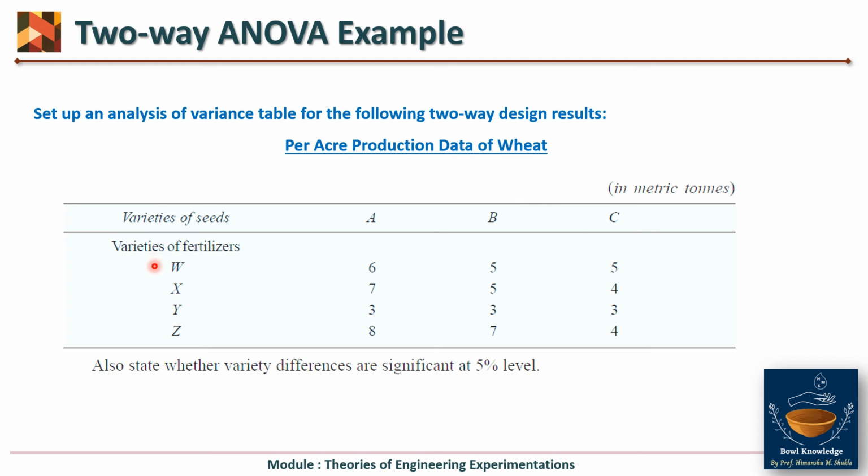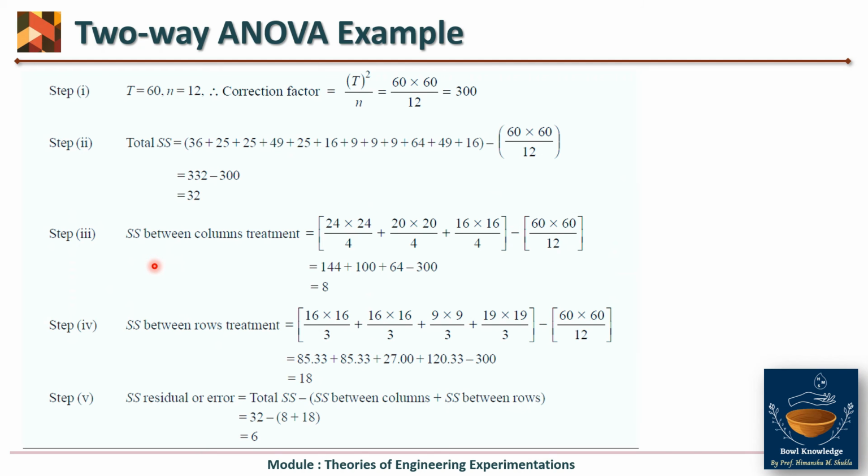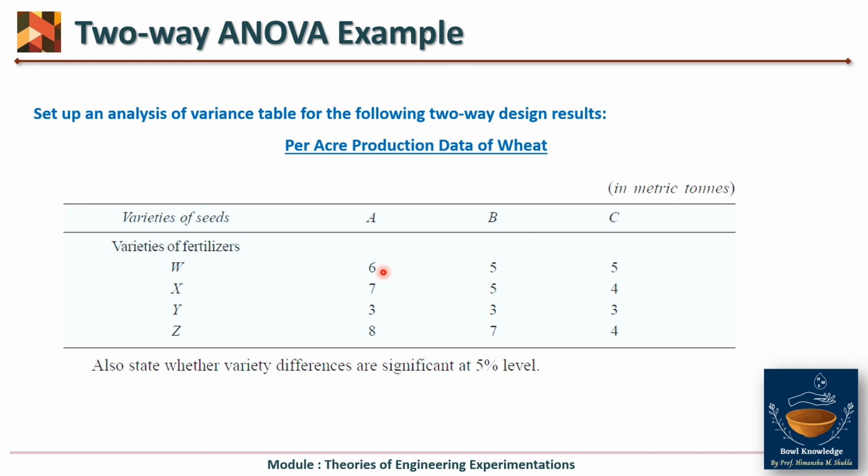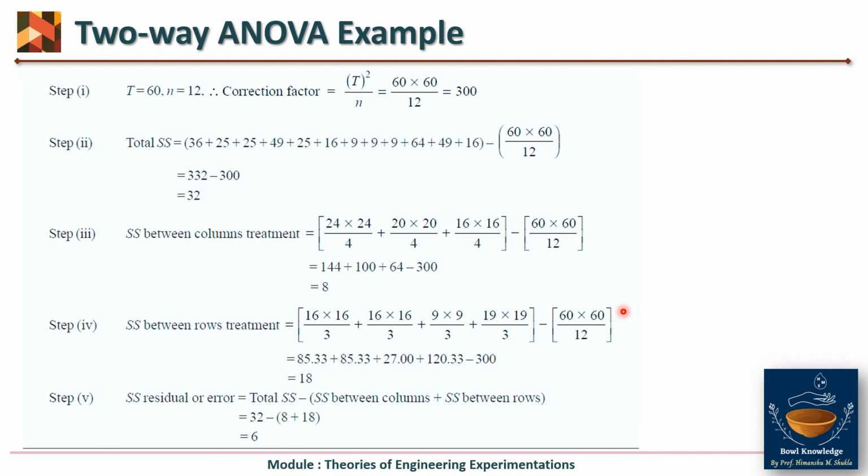Okay, so proceeding. Step number 1, as I said, you take the sum of all the values from this table. कितनी values है, 3 into 4, 12 readings are there. पूरे के पूरे 12 का sum ले लो और divide कर दो 12 से. So T square upon n, पूरे के पूरे का sum है 60. So T square is 60 into 60 divided by 12. This is your correction factor. Correction factor का क्या role है, हर बार हमको उसको minus करते जाना है.